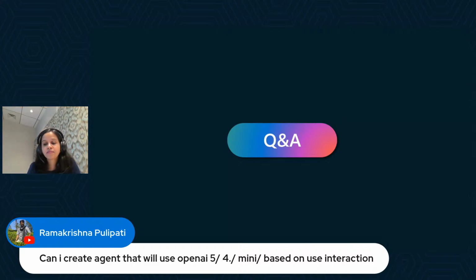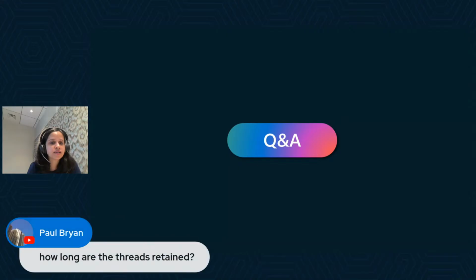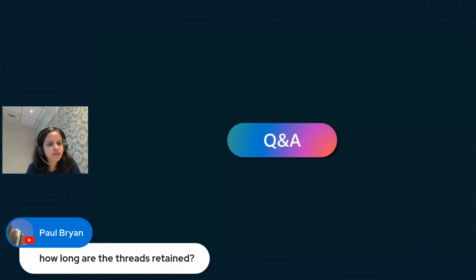And how long are the threads retained? These are created within Azure, so as long as you don't delete them, they will be retained for you in the background. These threads are stored in a managed Cosmos DB by Foundry. And like I showed you in that slide on bring your own storage, you can also specify your own Cosmos DB and manage the storage yourself. So both options are possible. They can be retained for as long as you like.